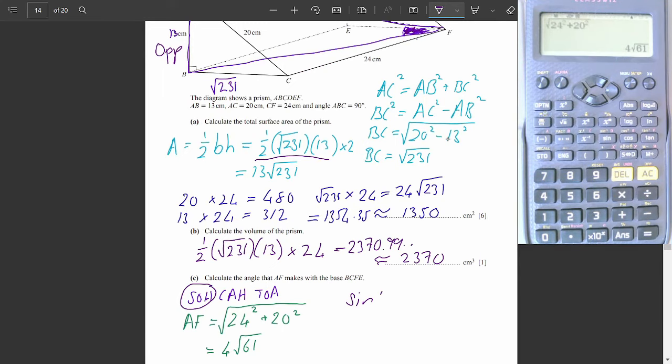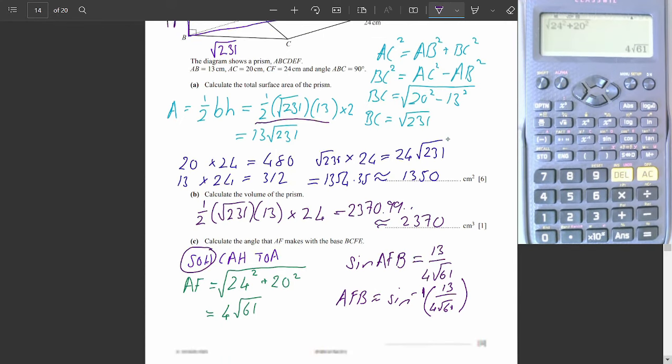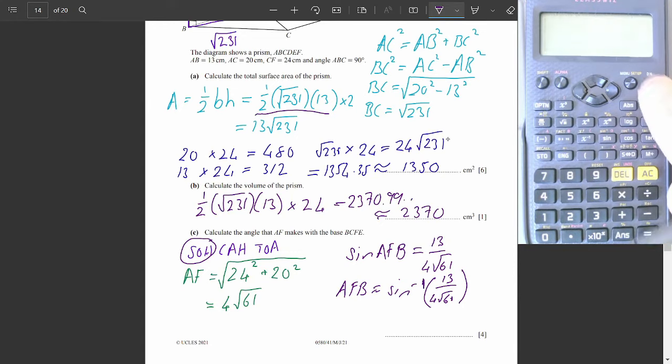Okay, angle AFB equals the opposite, which is 13, over the hypotenuse, which we just worked out, 4 square root 61. So my final calculation, to find the angle AFB, we need to move the sin to the other side. So sin to the power of -1 of 13 over 4 square root 61. And let's hammer that into our calculator.